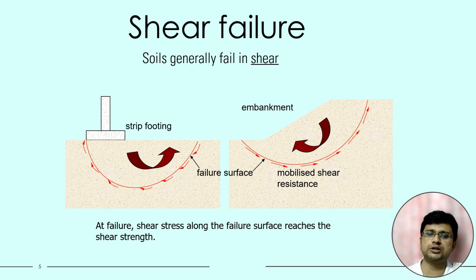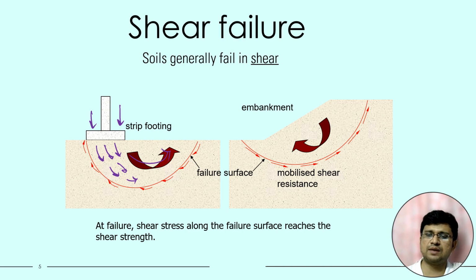Now for soil, soil generally fails in shear. Suppose this is one strip footing. When there is an increase in load, this footing will give pressure in this direction to the soil, and it will push the soil to move in this direction. So some resistance will be there from the soil, and obviously the resistance will be in the opposite direction.